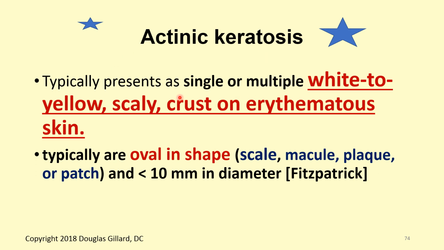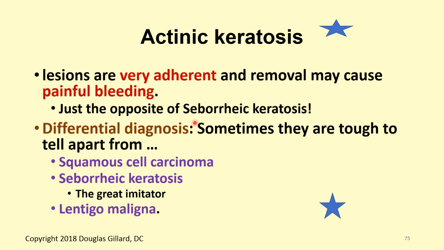So that's the story. Now, the presentation: yellow is the key word. They have several different presentations, but a yellowy, scaly crust on the skin, that's not a good sign. I mean, it's probably okay. It's probably just AK, but you've got to be careful with this one because it could turn into cancer. They're typically kind of oval in shape. We'll look at a bunch of them here in a second.